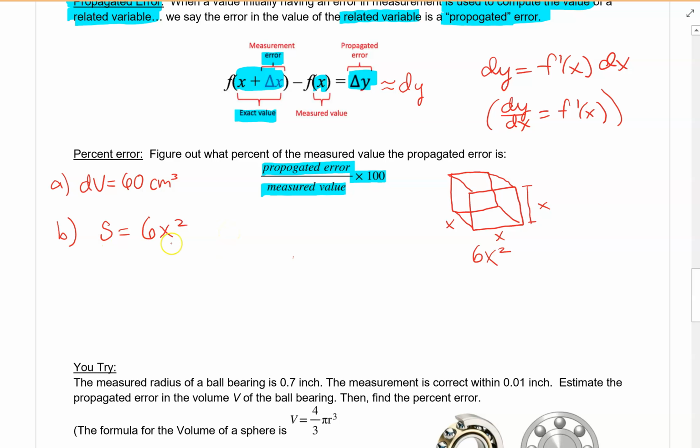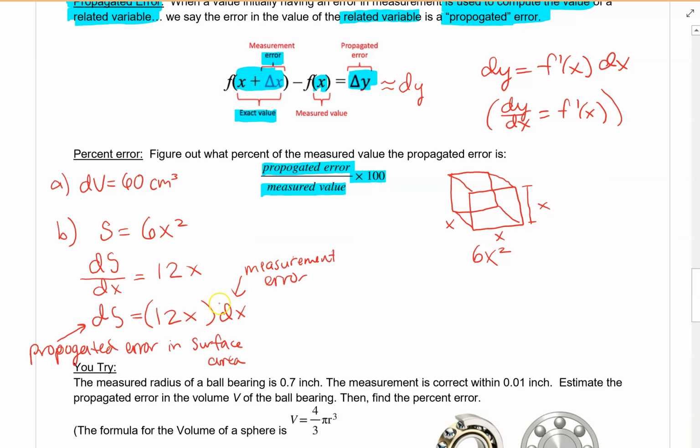So I start first with the relationship between the edge of the cube and surface area. Then I continue by taking the derivative of the surface area with respect to x, use the power rule, so it's just 12x. And then I split up the differentials. So the differential in surface area, or the propagated error in surface area, will equal 12x times the measurement error in x. So again, the dx and the dS, these are our errors in measurement.